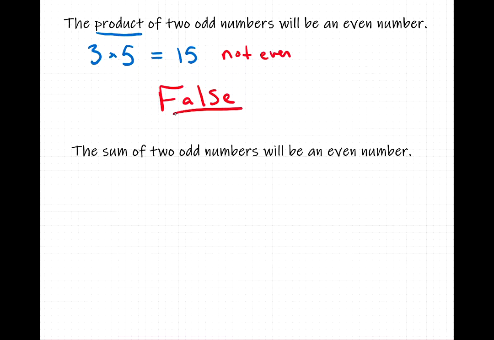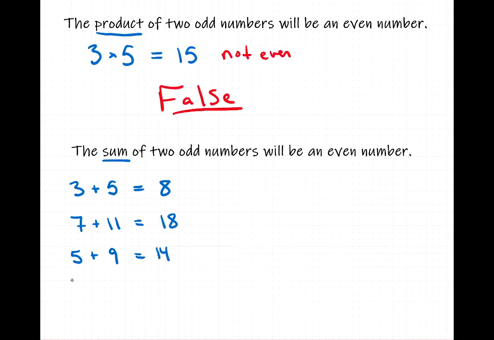Okay, now let's look at the second statement. The sum of two odd numbers will be an even number. Remember, sum means plus. So let's say 3 plus 5. Well, that equals 8. I'm just picking numbers at random. Let's say 7 plus 11. Well, that equals 18. And let's say 5 plus 9. That equals 14. And let's do one more.